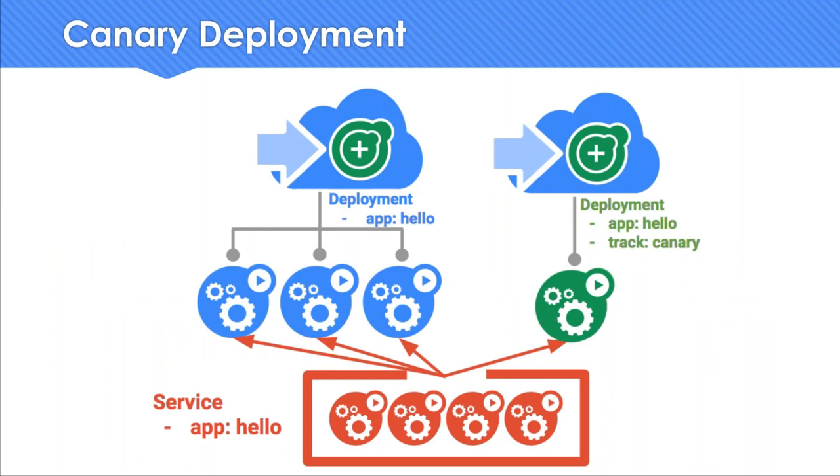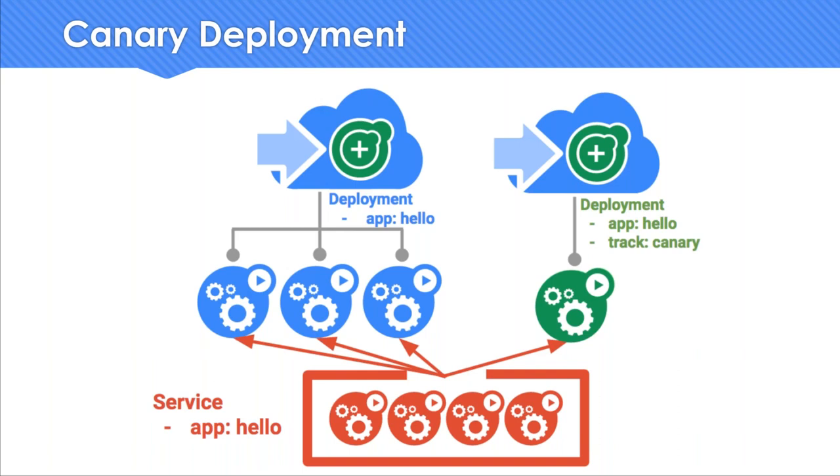Canary deployment. So what you basically do is, if you have 4 replicas serving 100% of the traffic, you say 75% of the traffic should go to the stable version, which is the blue one, and 25% of the traffic should go to one replica. Here, 3 replicas, 1 replica. So in the same deployment, you say how much should be served by what. So this is a canary deployment.